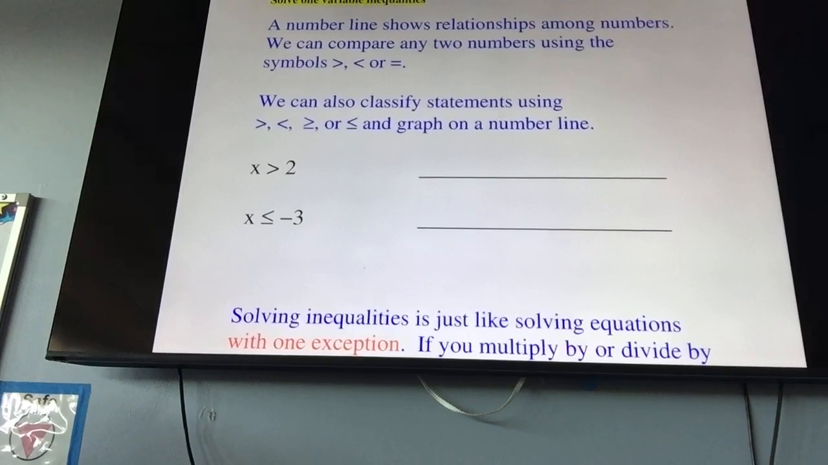So I'm going to talk about the graphing part of this, even though we're not going to be graphing today. We're not going to graph until the next lesson, but we'll talk about it now. So when we're graphing on a number line, two things are very important. One is where the boundary of the expression begins and which direction it goes in, okay?